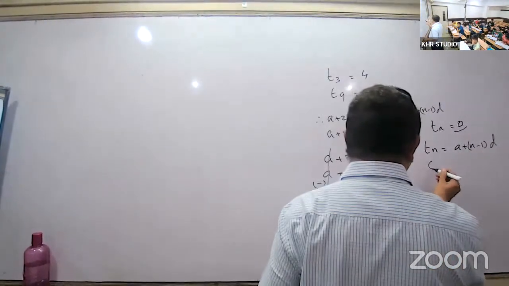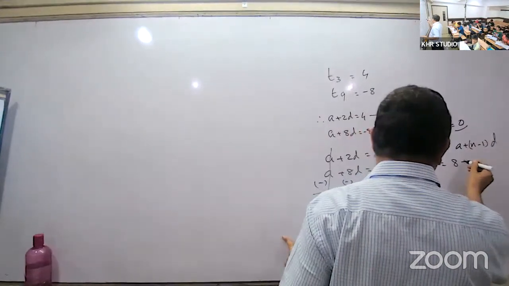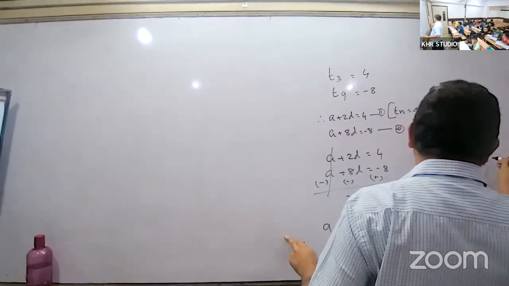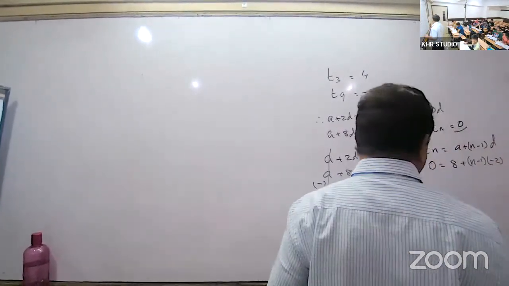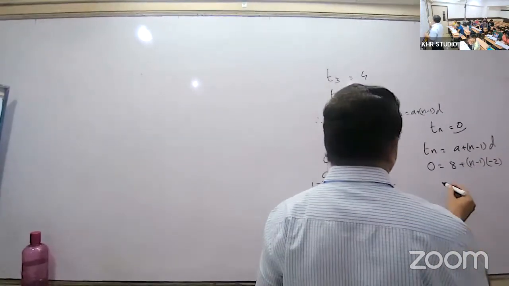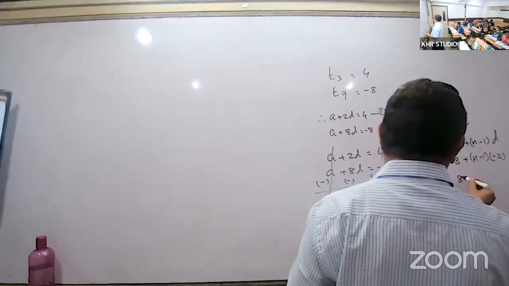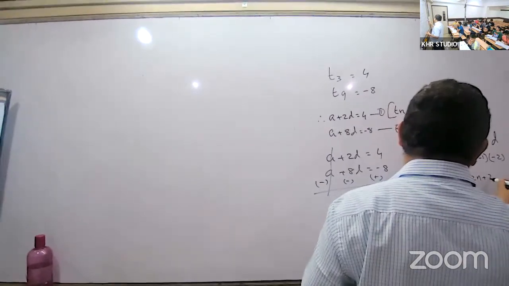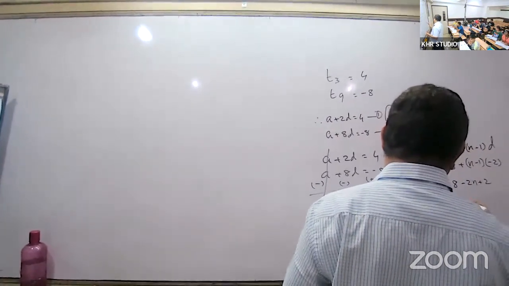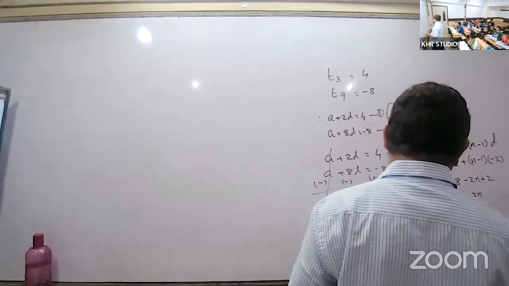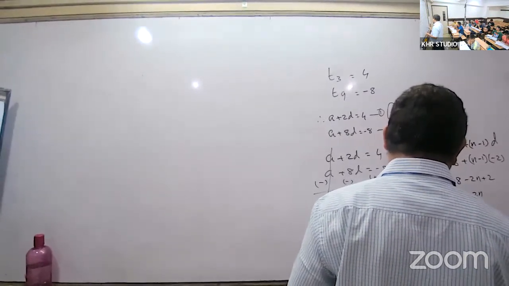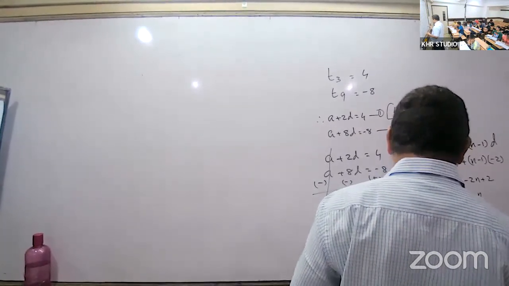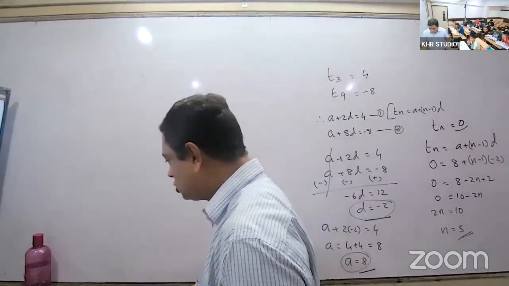Those who did not get it: 0 is equal to 8 plus (n minus 1) times -2. Now simplify: 8 minus 2n plus 2, that is 10 minus 2n. So 2n is equal to 10, and n is equal to 5. Therefore, which term is 0? The fifth term is 0.